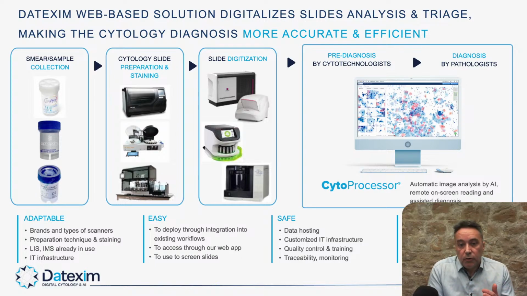For each configuration, we get slides from it as examples, and we train our AI to be adapted to this configuration, and we create what we call a classifier. Our solution is easy to use because you just need a web browser to open CytoProcessor and look at the results. We are adaptable, we can integrate to your LIS and IMS, and we can adapt the IT infrastructure of the solution to your needs. For example, if you have a small or large volume, we will not use the same servers, and so we will design the infrastructure for you.